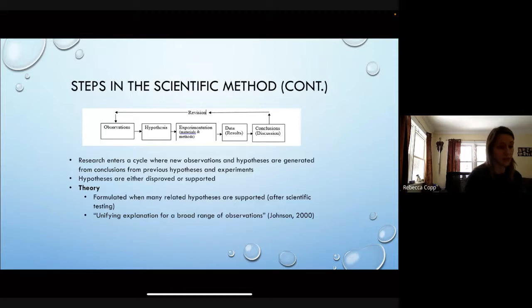A theory is formulated when many related hypotheses are supported after a lot of scientific testing, and it's a unifying explanation for a broad range of observations. So you have your observations, you form a hypothesis based on those, you develop an experiment to test those hypotheses, you collect data and results, you form conclusions based on that data, and then you revise your experiment to test the same hypothesis or a new hypothesis.